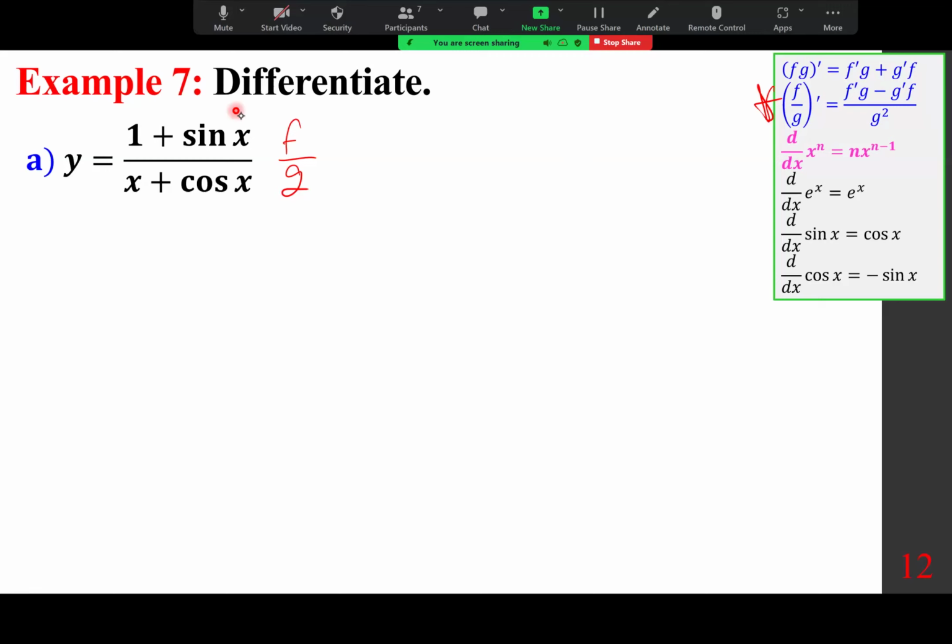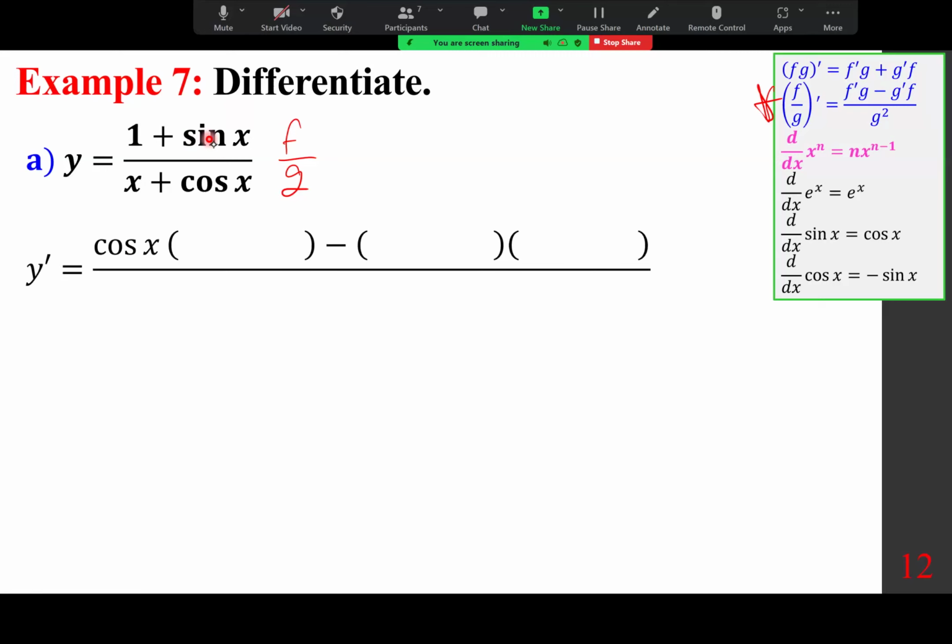The top gives me cosine x. When I differentiate, this is 0, this is cosine x, times the bottom, I just put the bottom here, x plus cosine x, minus g prime, this is 1, plus cosine gives me negative sine, so 1 minus sine x, that's g prime, times f, which is 1 plus sine x. And I just write the bottom g in parentheses and square it because I need g squared.